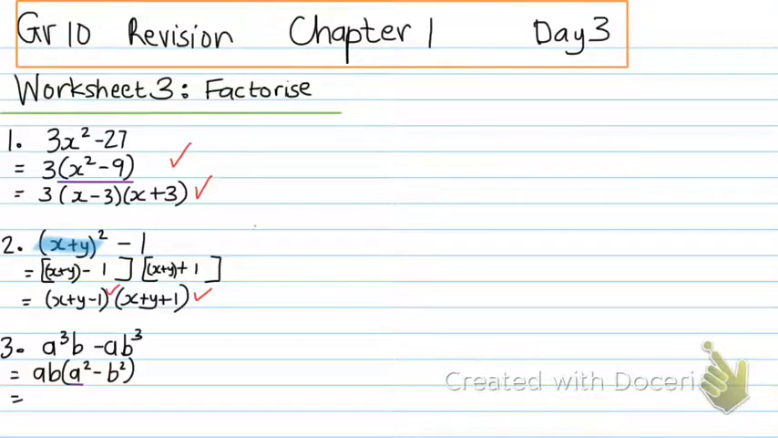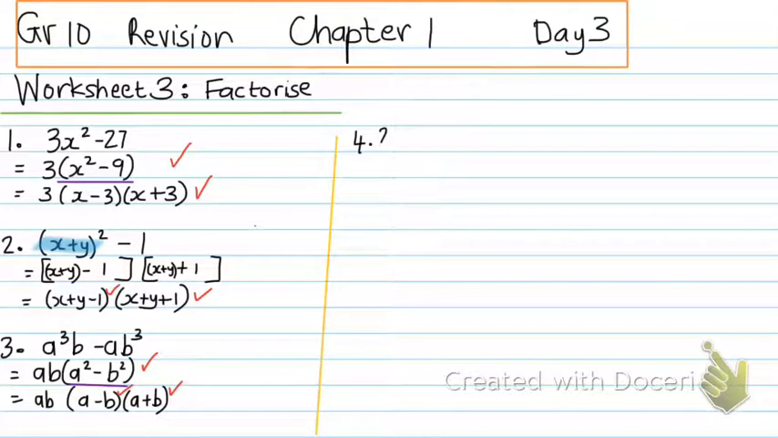That second part in brackets is again difference between 2 squares. So it's going to be ab(a minus b)(a plus b). Number 4, 2x squared y minus 18y to the power 3.